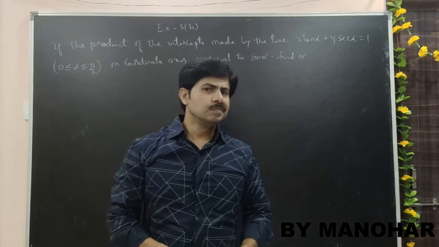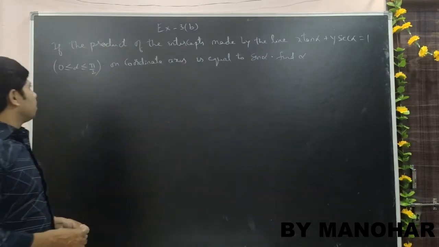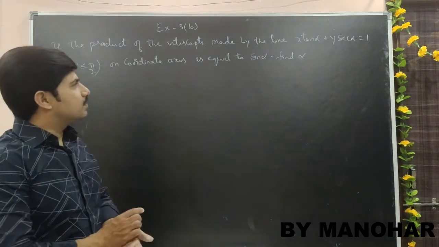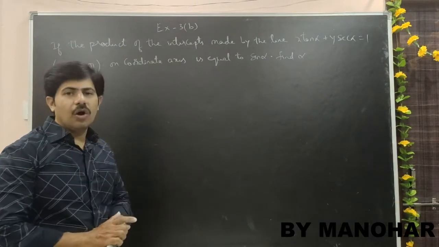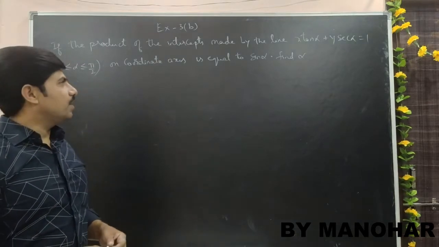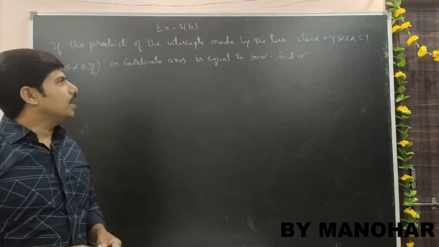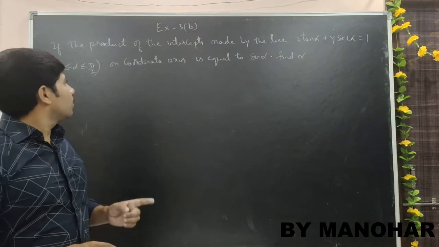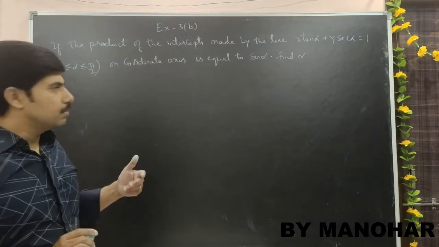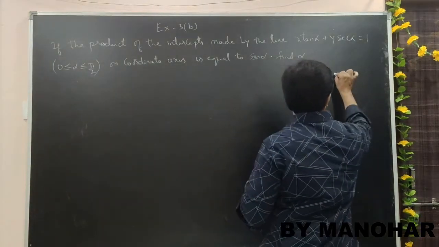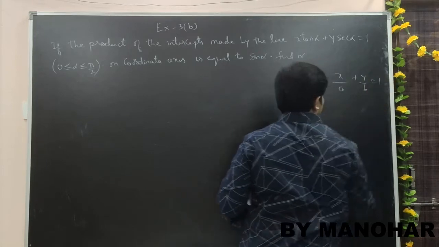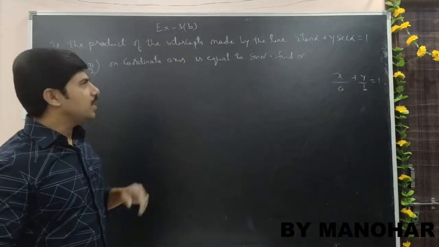Next problem. If the product of intercepts made by the line x tan alpha plus y secant alpha is equal to 1 on coordinate axis is equal to sin alpha, find the value of alpha. Okay, so here product of intercepts, again it is intercepts, same method of problem. Intercepts means, remember, we have to write the equation in the form of x by a plus y by b is equal to 1.